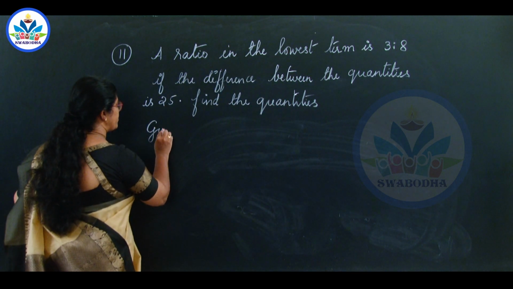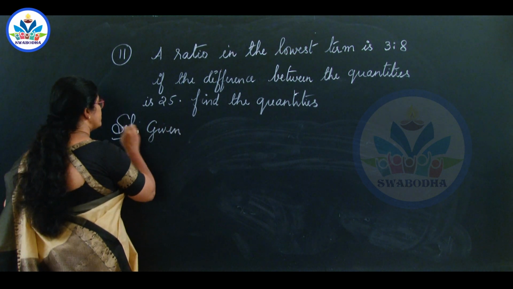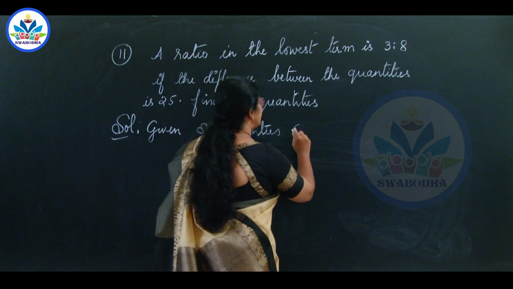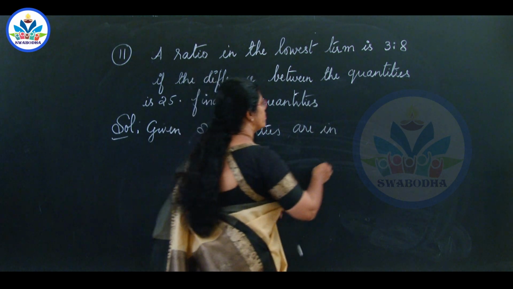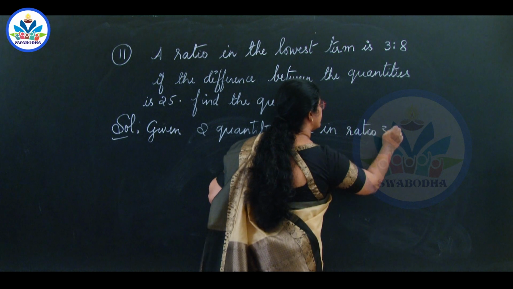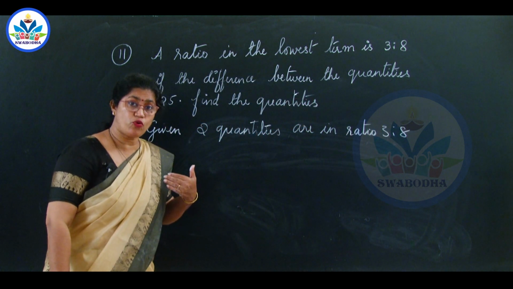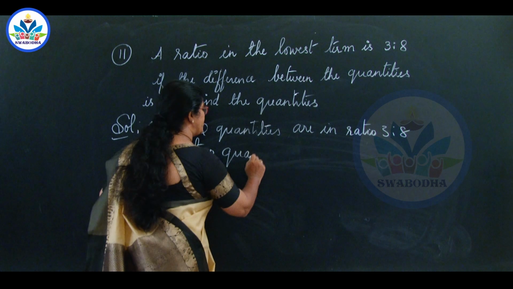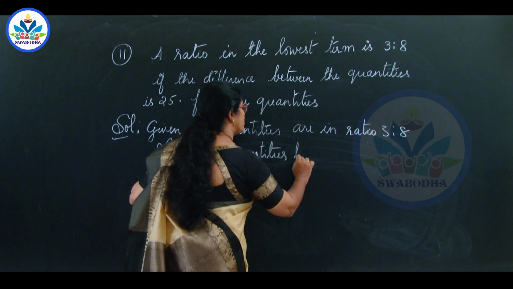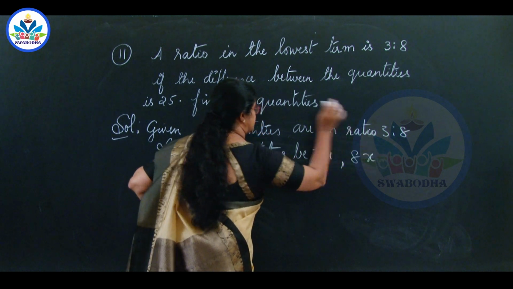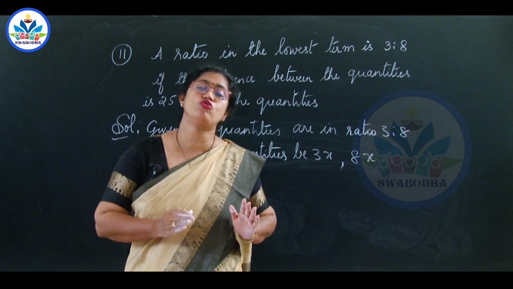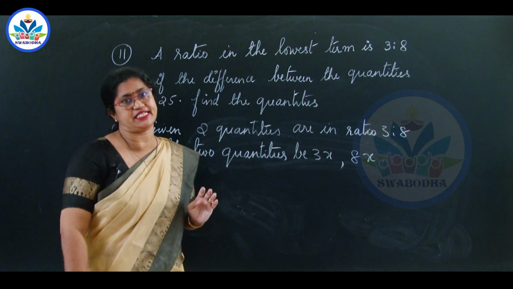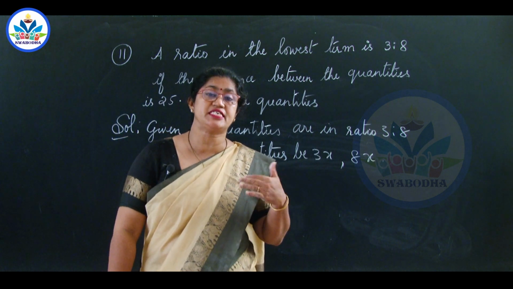So, what is given? Given the two quantities are in the ratio 3:8, let the two quantities be 3x and 8x. Next, what is given to me? The difference between the two quantities is 25.